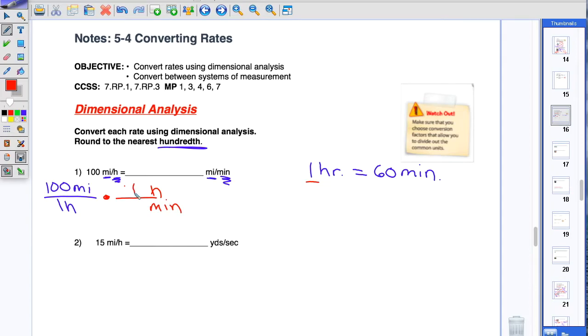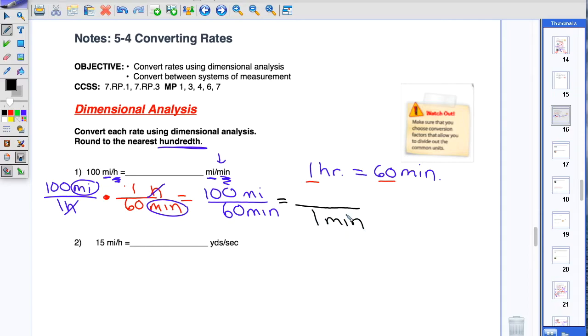Now add in your numbers. 1 hour is equal to 60 minutes. You can use a calculator to solve these problems. And what we want to do is make sure that we are crossing out our units of measurement. So our hours cancel out and we're left with miles over minutes, which we want to end up with, miles over minutes. Multiply going across, you get 100 miles over 60 minutes. But we don't want to figure out how many miles we went in 60 minutes. We want to figure out how many miles we went in 1 minute.